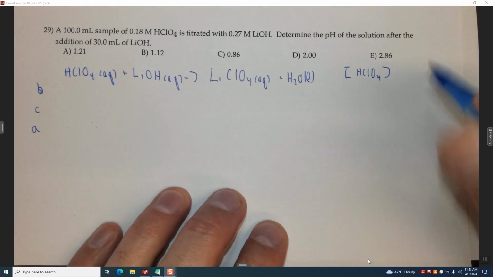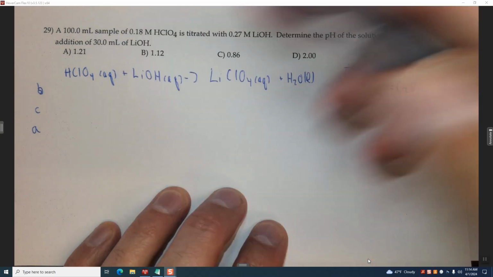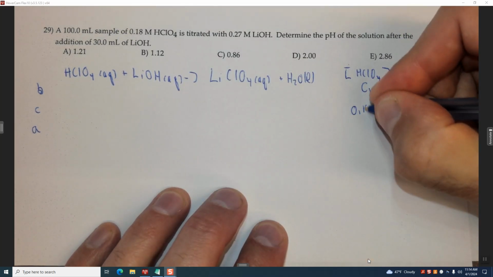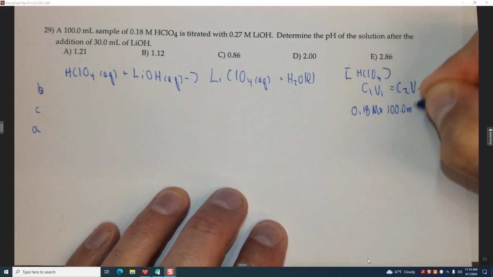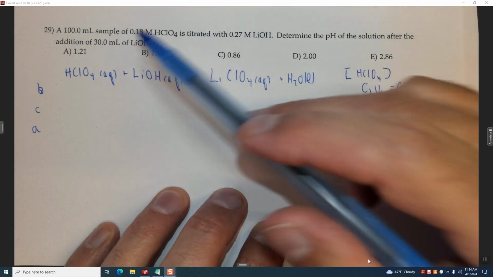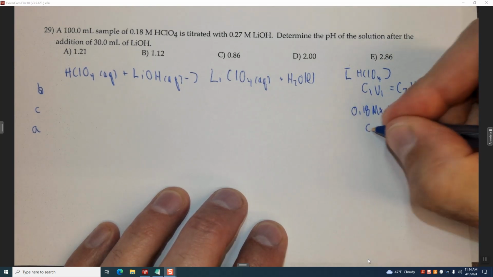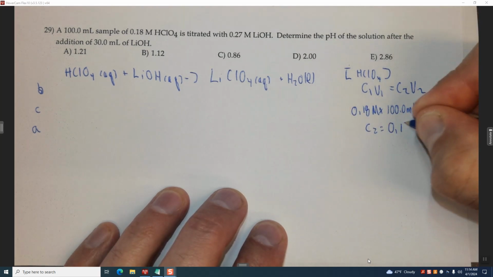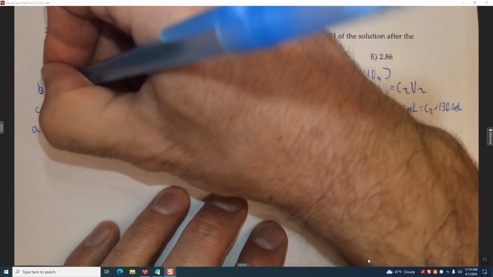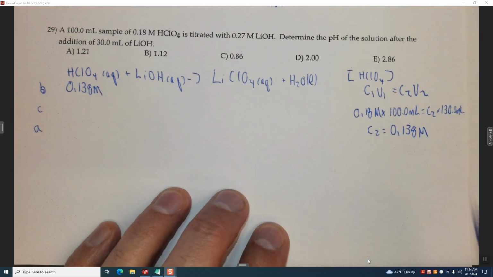So the concentration of HClO4 is going to be determined by C1V1 equals C2V2 because we've diluted it, right? We started with 0.18 molar and 100 milliliters of it, and we added to it 30 more milliliters. We want to find C2, but we have a total volume now of 130 milliliters. When you do that, you find the C2 is equal to 0.138 molar. So before they react, we have 0.138 molar HClO4 because we have diluted it.